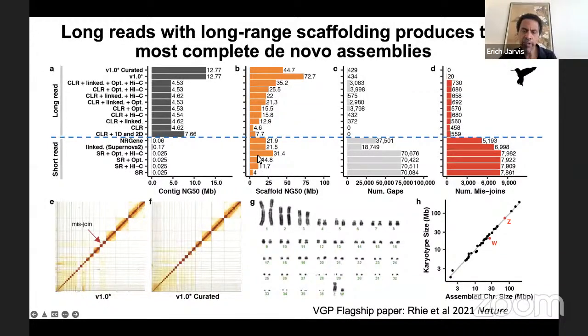But the scaffold N50 values weren't too different from the values with the long reads, except if you dig down into the details of those scaffolds, the short read assemblies were giving thousands of errors, sometimes tens of thousands of errors in contigs or misjoins or gaps and so forth that were not present in the long read based assemblies. And with the Hi-C maps, as everybody knows, we can get these chromosome maps that match the karyotype, shown here for a correlation for the Anna's hummingbird.